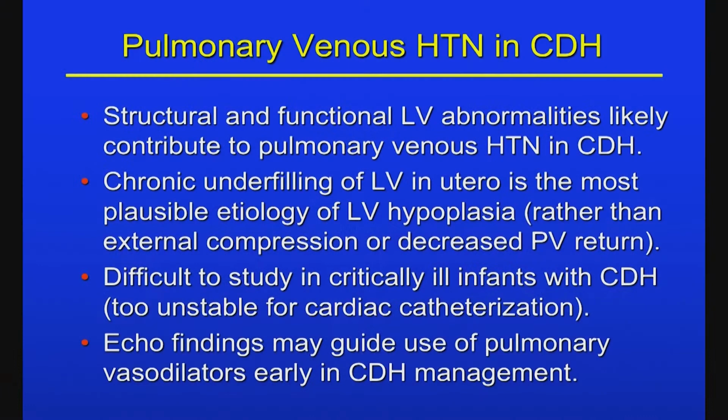So, by way of an interim summary, I think there are structural and functional LV abnormalities that likely contribute to pulmonary venous hypertension in CDH. I think this chronic underfilling of the LV in utero is the most plausible etiology of the LV hypoplasia. Other arguments have been that there's external compression of the lung or the heart by the lung, or that there's decreased pulmonary venous return. They probably contribute, but the most plausible explanation when you compare right and left-sided defects is that chronic underfilling of the left ventricle causes LV hypoplasia.